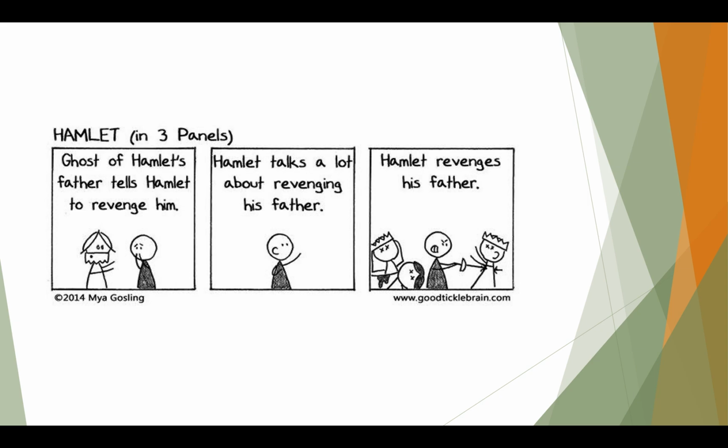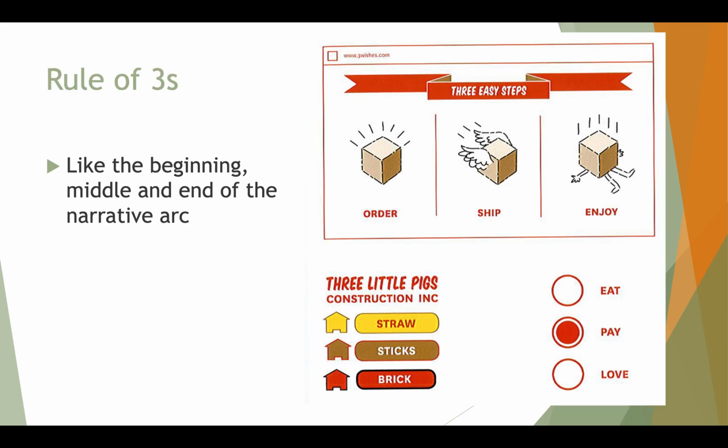So you can see this piece here. It's also used quite a lot in comics, especially funny comics. Jokes are often structured around the rule of three. There's something very satisfying about 3 things in a row, and we can think about it in terms of the beginning, middle, and end of the narrative arc. Here are some examples in book titles: Eat, Pray, Love, or, if we're looking at it in terms of commerce, Eat, Pay, Love. You can have your shipping done in 3 easy steps: order, ship, and enjoy.